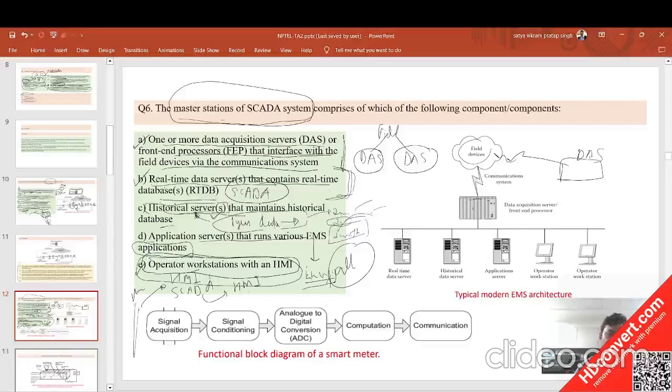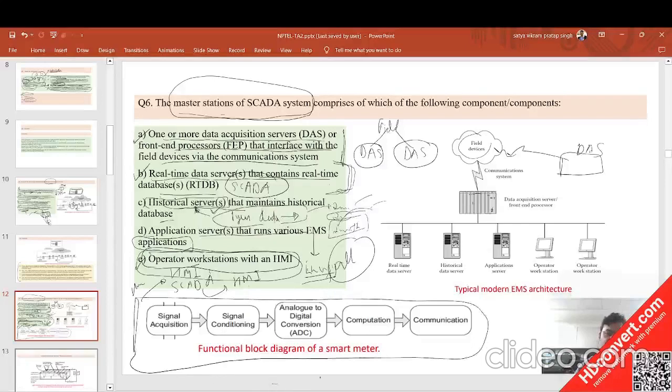In the lower part I have given one image. This image is related to the smart meter. The first section is the signal acquisition. Why is it signal acquisition? Because it connects this analog data to the physical environment. Signal acquisition will sense and collect the data based on what is happening in the physical environment.